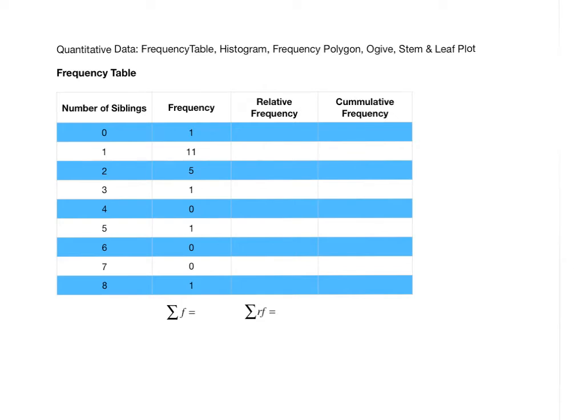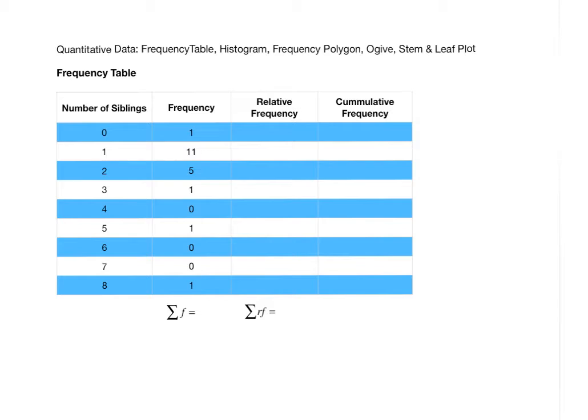Let's now move on to quantitative data summaries. You should be able to make a frequency table, a histogram, a frequency polygon, an ogive, and a stem and leaf plot. For the first example, we're going to create a frequency table for data collected on the number of siblings of students in a particular class.